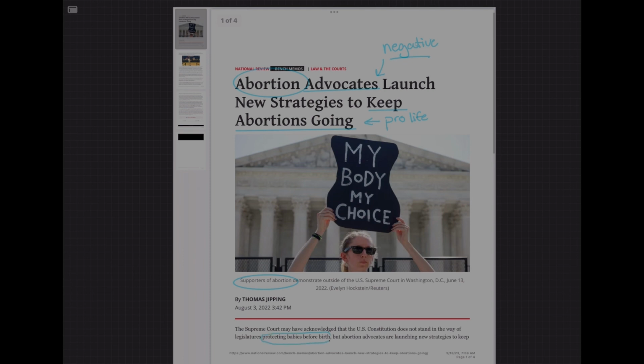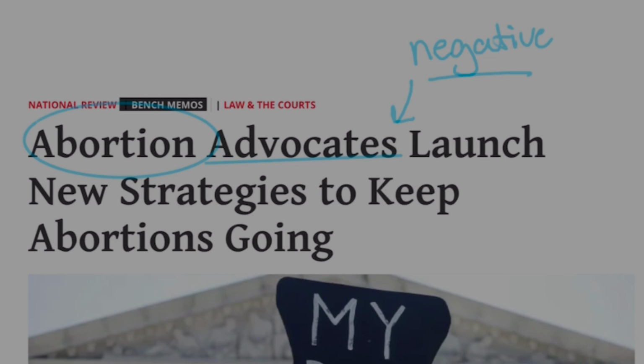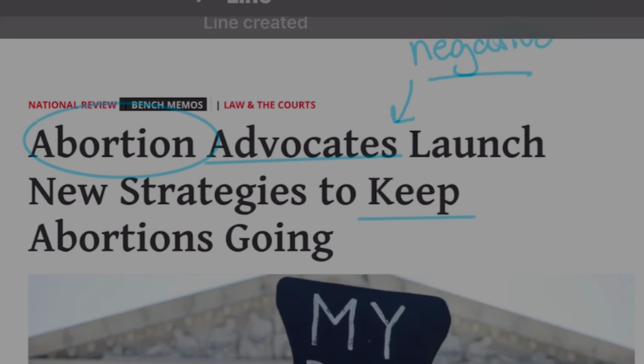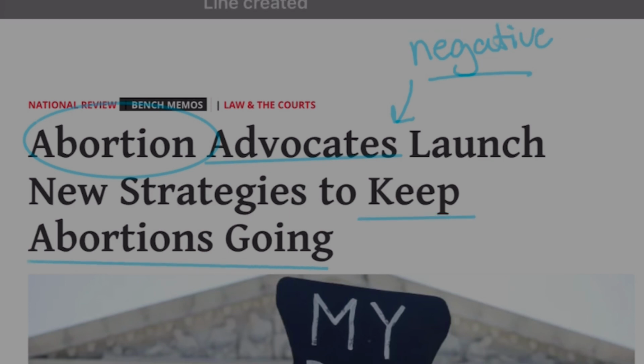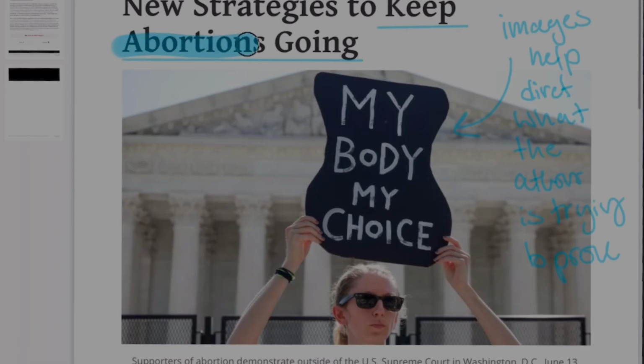Advocate is typically used in a negative connotation. This can be seen in our article, and just by the title, we're able to gain insight into the author's opinion or bias, which can also help us see the author is pro-life, so this is going to be an argument claiming why we shouldn't make abortion legal.